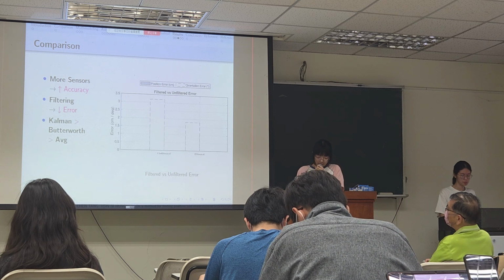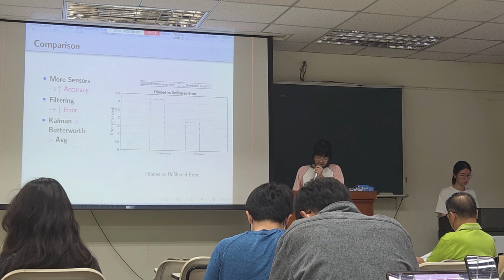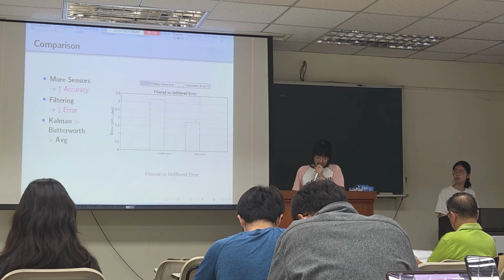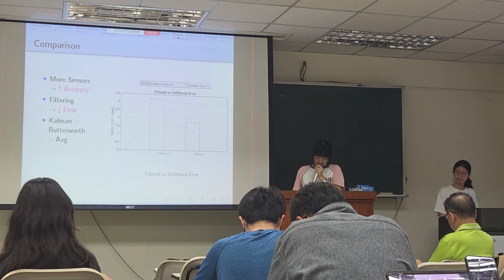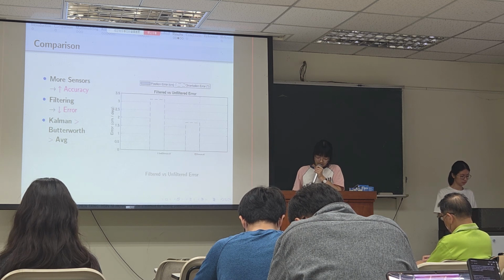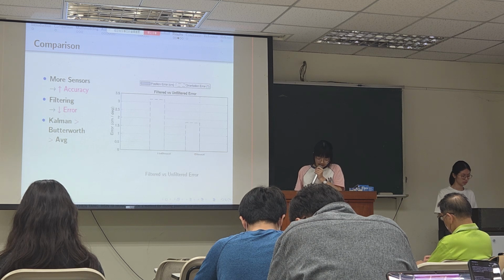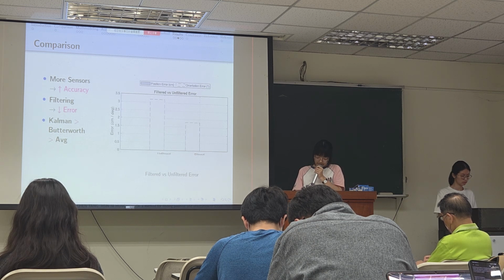Adding more sensors generally improves accuracy, as it provides more information for the estimation. Among different filtering methods, the Kalman filter performs better than Butterworth or simple moving average. This insight will help us design more effective experiments in the future.